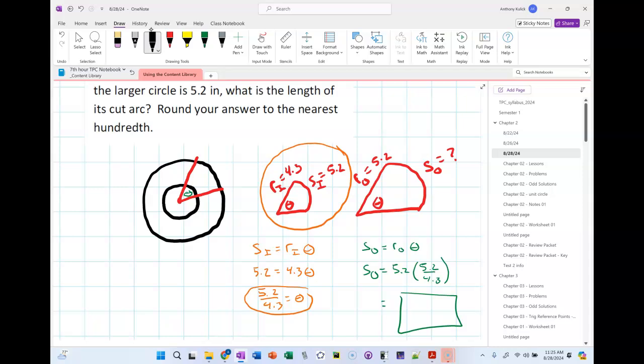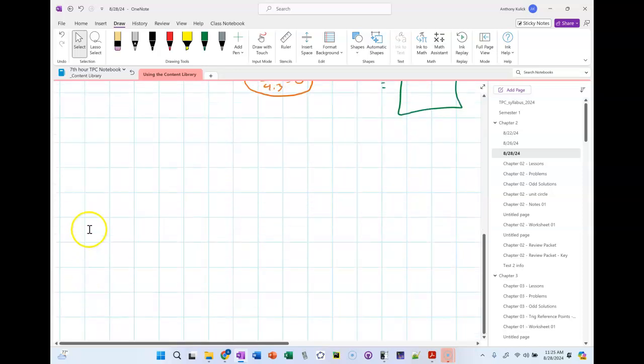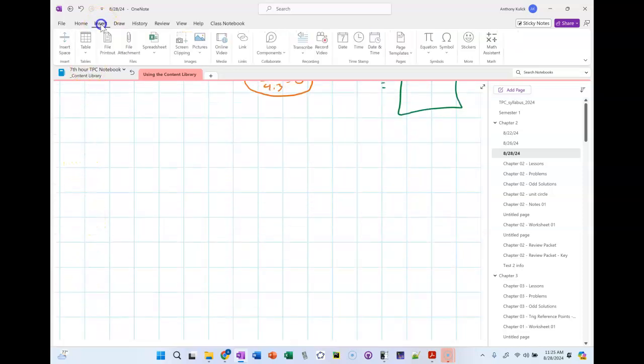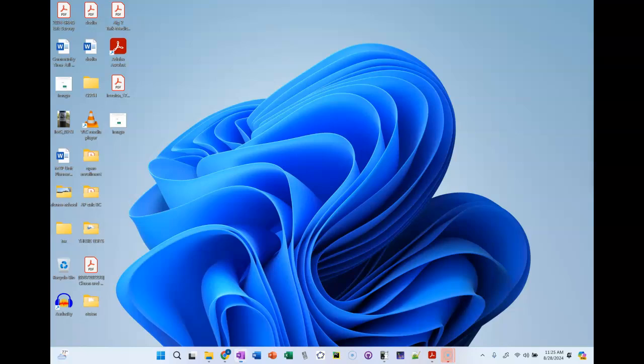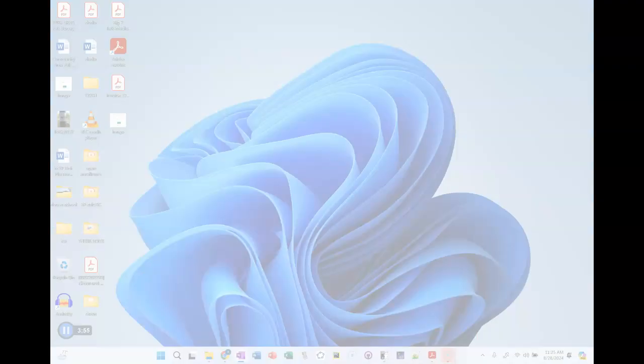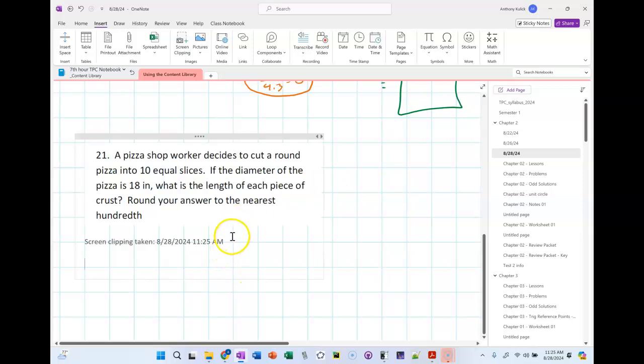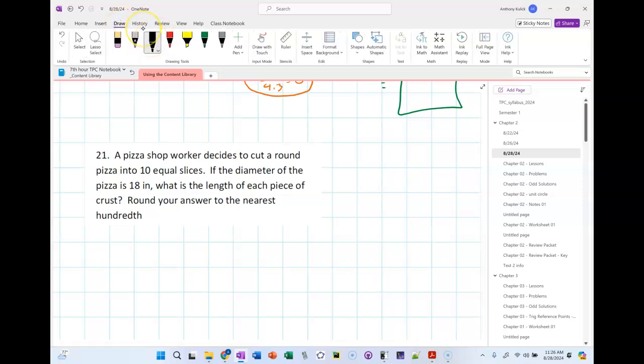Yeah, Tommy. Can you do 21? 21? Sure. So it says a pizza shop worker decides to cut a round pizza into 10 equal slices. If the diameter of the pizza is 18, what is the length of each piece of crust? Round your answer to the nearest hundredth.